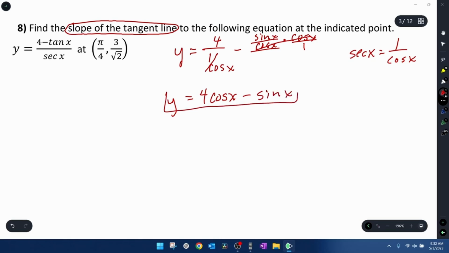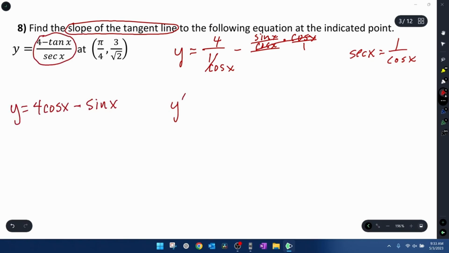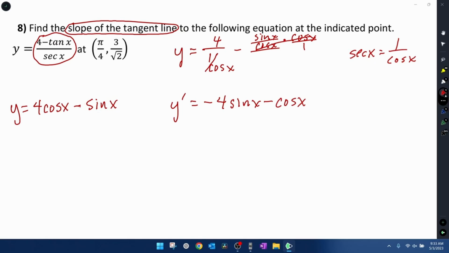Now this equation is going to be much easier to take the derivative of. Here we go. Y prime is, the derivative of cosine x is negative sine x. Remember that the coefficient here just comes along for the ride. And then we need to take the derivative of negative sine x. Well, the derivative of sine x is cosine x. And here the negative just gets attached to negative cosine x. So there's our derivative.